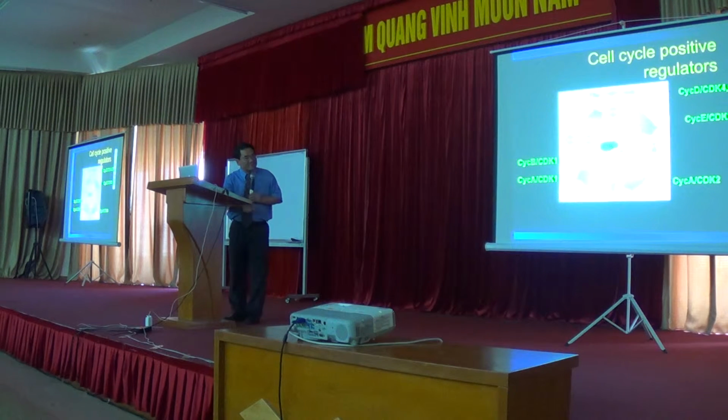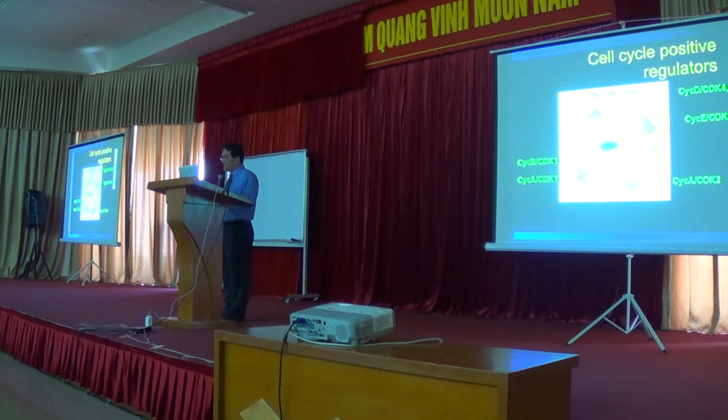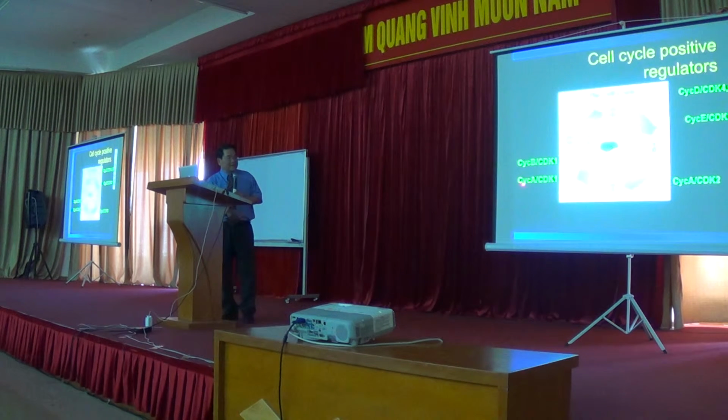And let's take a look at these different cyclin CDK. What do they do in the cell cycle? For example, the early G1 is controlled by cyclin D CDK4 or cyclin D CDK6. Late G1 is controlled by cyclin E CDK2. When the cell goes into the next stage, S phase, it is controlled by cyclin A CDK2. The G2M transition is controlled by cyclin A CDC2 or cyclin A CDK1 or cyclin B CDK1.